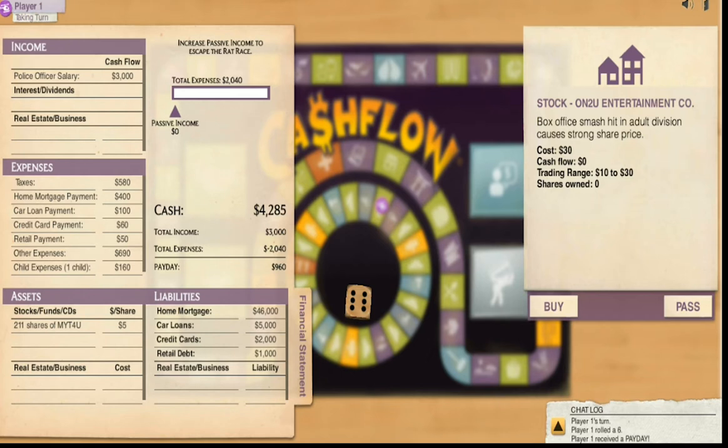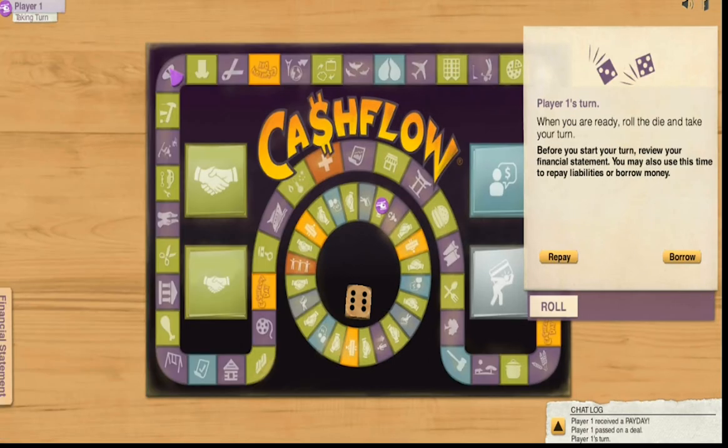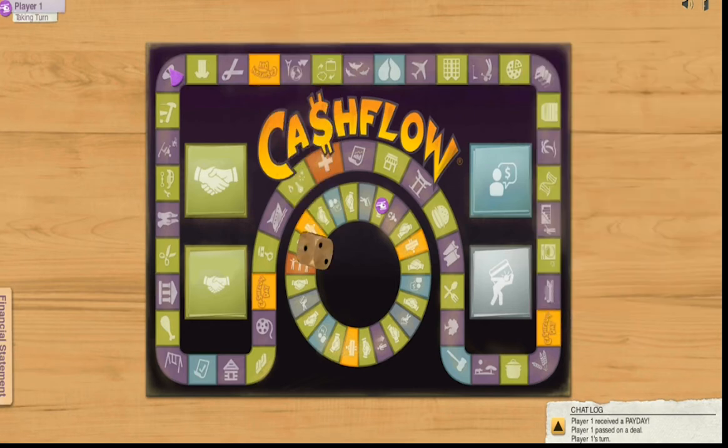It's the same, cost 30 and the trading range between 10 to 30, so I may lose in it. Okay, I will click pass. I may buy now with this amount and I will sell it maybe for more or less.